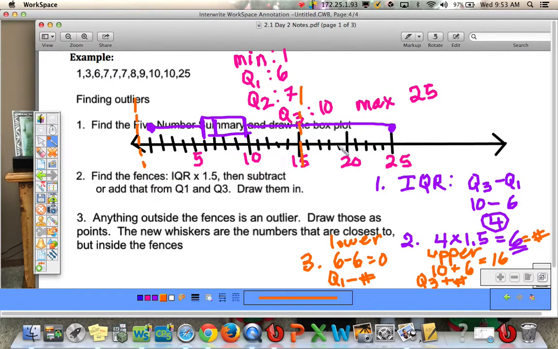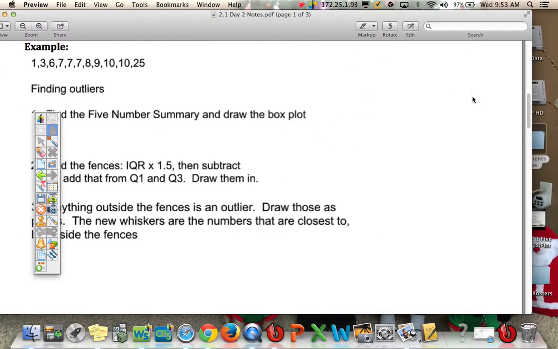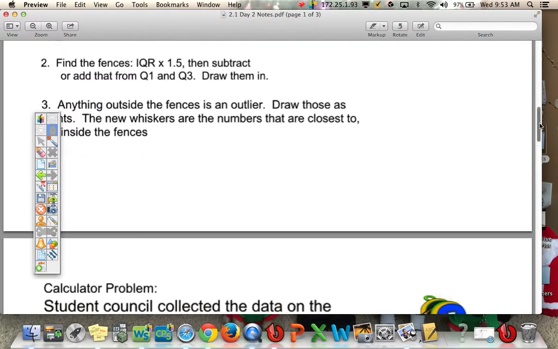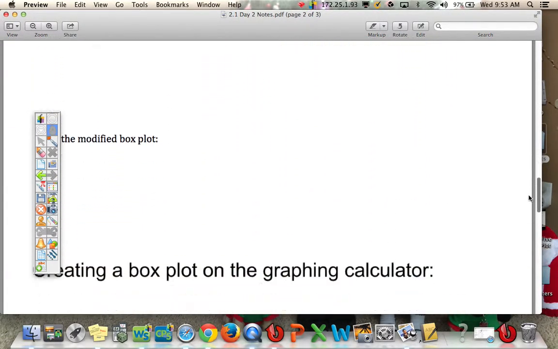So I'm going to draw that fence in. And for a modified box plot, I'm going to go ahead and erase this whisker to make it more accurate. And we leave that point there to show that it was there, but now the whisker only goes to the fence right here. So that's how you can find an outlier looking at your data.